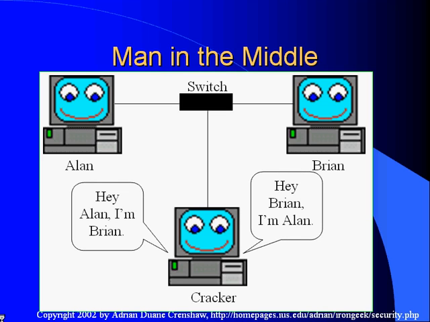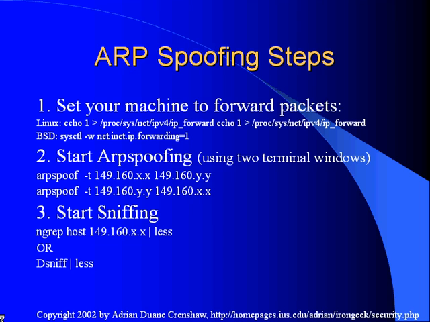During a man-in-the-middle attack, the attacker attempts to send fake ARP packets, one telling host A that it's host B, and another telling host B that it's host A. At this point, all packets are forwarded through the cracker's machine.